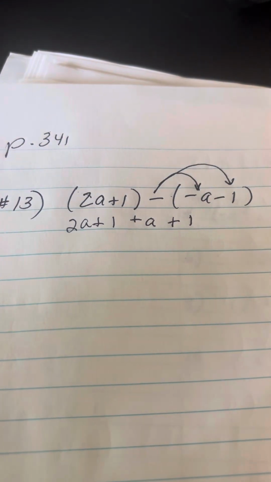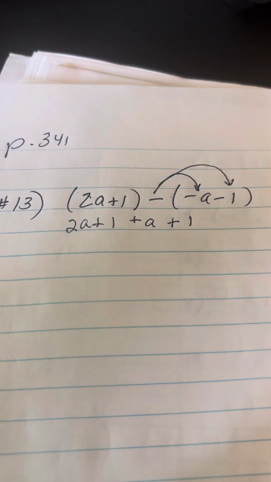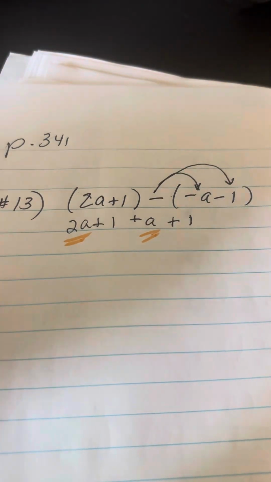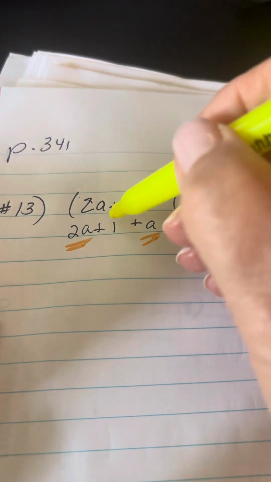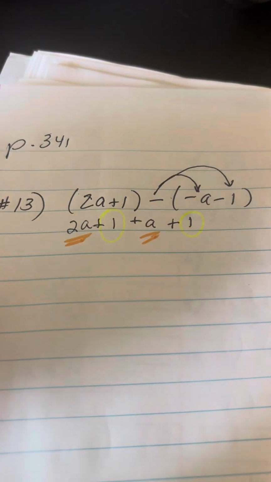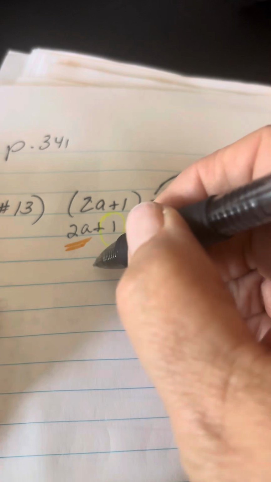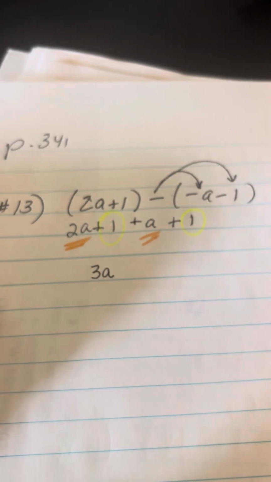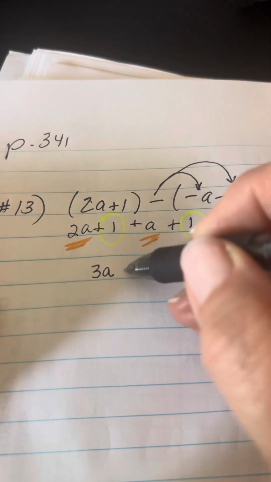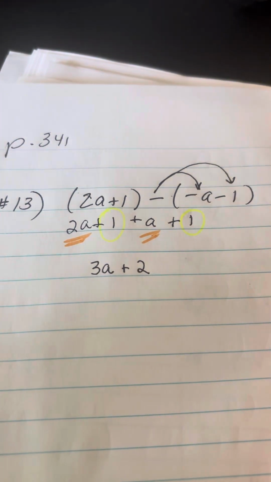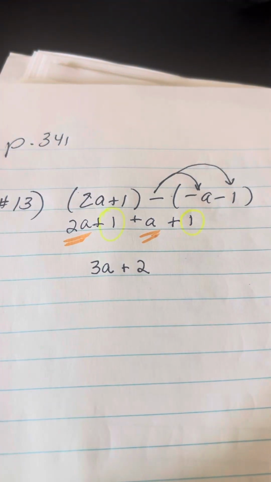It's now time to collect like terms. So the ones that are alike are the 2a and the a, and the 1 and the 1. So 2a plus a, which is one more a, is 3a, and then 1 plus 1, 2. So my final answer for number 13 is 3a plus 2.